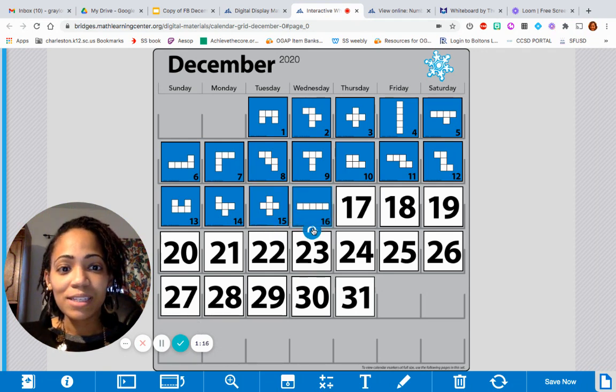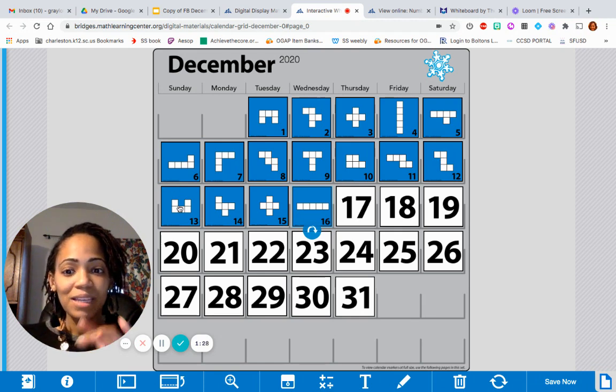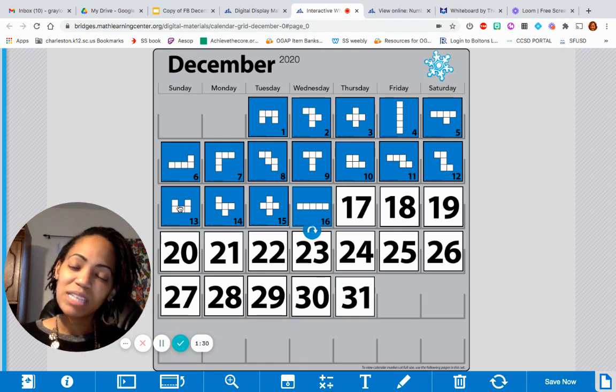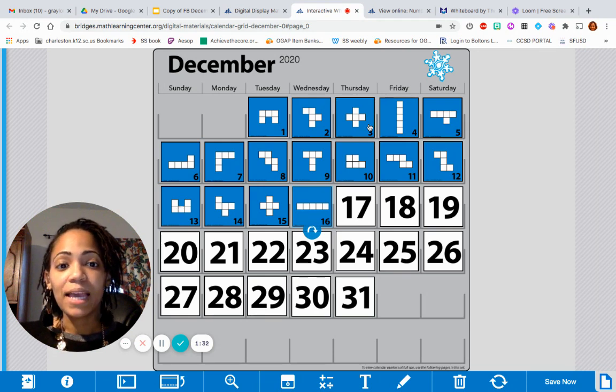It is December the 16th, and look, we have this pentomino. And as you can see, they started to repeat themselves after the 12th day of the month. But they just look a little different because they've been rotated some. And so our information on our observation chart should match the same as December 4th.